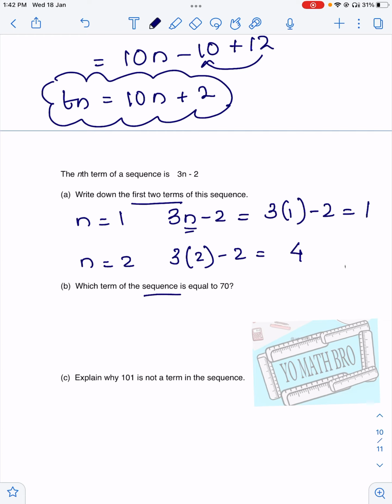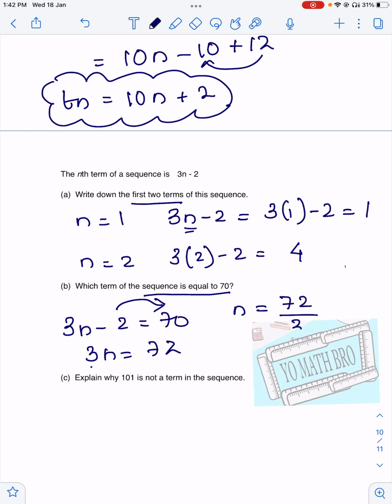Which term of the sequence is equal to 70? Means this is a part of the sequence. So 3n minus 2 is equal to 70. Minus 2 goes that side, my dear students. I get 3n is equal to 72. So n is equal to, as 3 is multiplied, it goes that side and gets divided. So n is equal to, 3 twos are 6, 3 fours are 12, so 24. So which term of the sequence? 24th term. So here we write, 24th term of the sequence will give you 70.